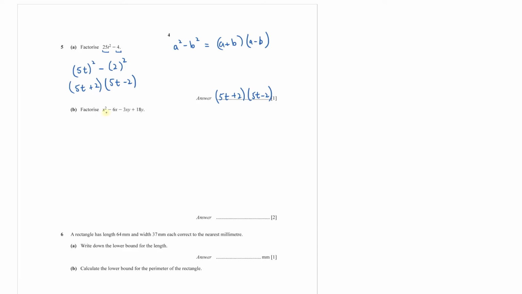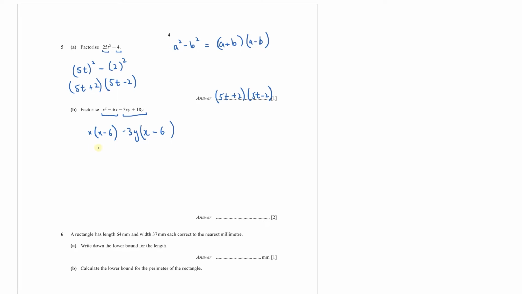Part B is factorize x squared minus 6x minus 3xy plus 18y. So from these first two terms, I can take x as common. So this becomes x into x minus 6. And from these two terms, I can take minus 3y as common. So if I take minus 3y as common, I get x remaining here. And this changes to a negative sign since I've taken minus 3 common. So this becomes minus 6. And y is as it is because this y is taken out here.